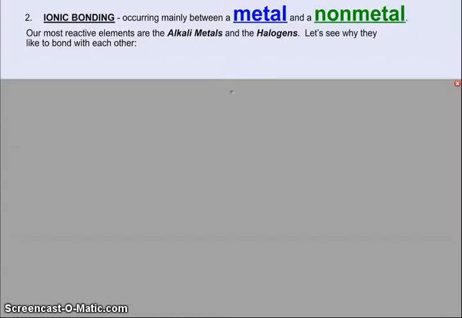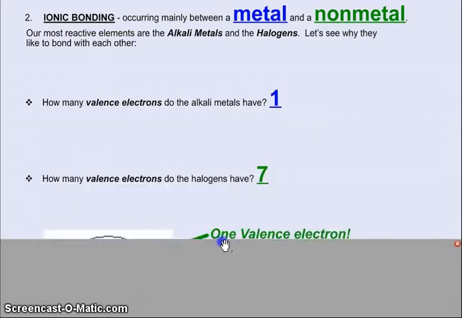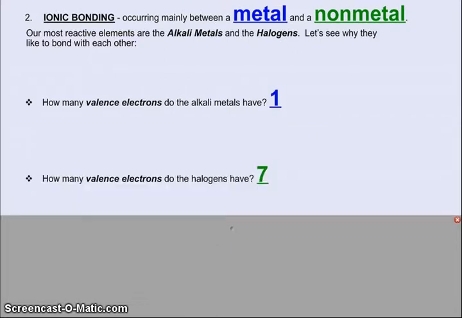So our ionic bonding that we're going to focus on is going to be occurring between a metal and a nonmetal. And if you remember, our most reactive elements are the alkali metals and the halogens being the nonmetals. So let's see why they're that reactive and why they like to get along so well with each other. Well, first off, the alkali metals, they all have 1 valence electron. They are in that first group. The halogens, they all have 7 valence electrons, and they are in group 17 right next to the noble gases.